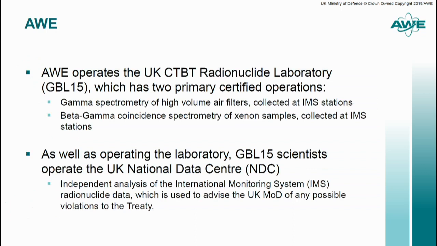So just a quick background on AWE. We have the UK CTBT radionuclide laboratory, GBL-15, and for that we do gamma spectrometry of air filters and also beta-gamma spectrometry of radioxenon samples collected on the IMS. As well as this, we operate the UK National Data Centre, and GBL-15 scientists work on the radionuclide analysis for this. So I'm going to focus mostly on radioxenon as our most likely signature of a nuclear weapons test in the radionuclide domain.